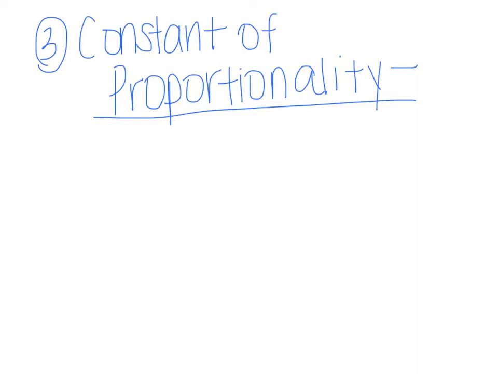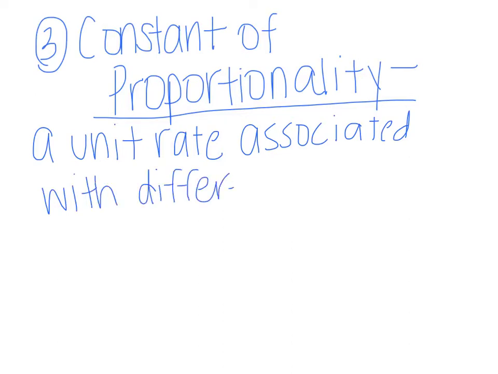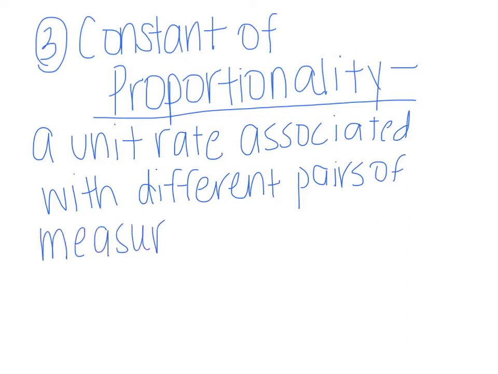Our next definition is going to be constant of proportionality. So this is going to be a unit rate associated with different pairs of measurements. And so we're going to see this constant of proportionality in proportions. And it's going to be very similar to a unit rate. So a lot of times you may see these used interchangeably.